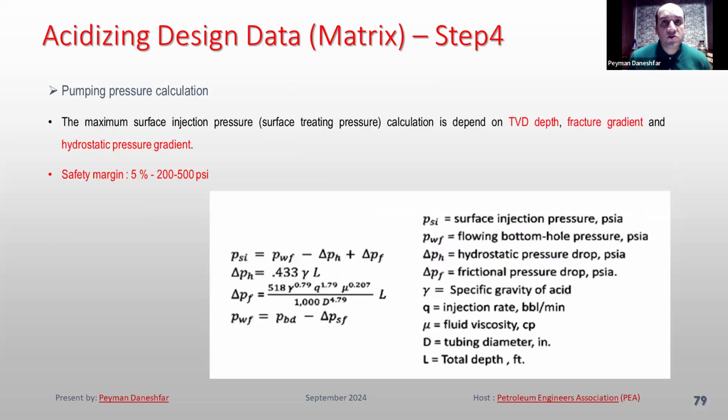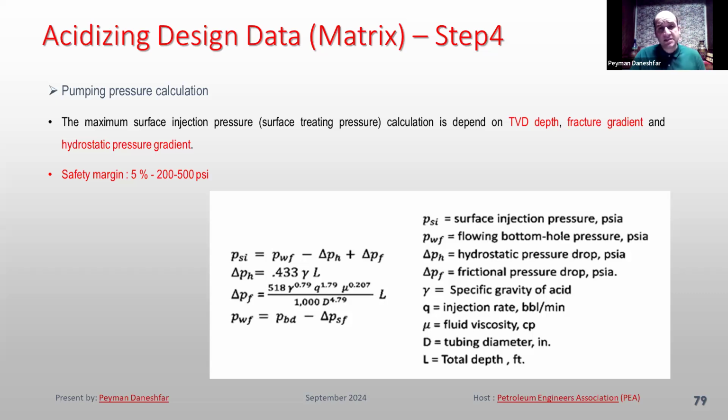Step 4, we want to do the pumping pressure calculation, because we should know the fracture gradient of the field. In matrix acidizing, we should consider the fracture pressure, and our pumping injection should be below the fracture gradient. We can find it with this formula. If you want to learn more, I will do more samples about the formulas in my workshop, and you can find out more and more.